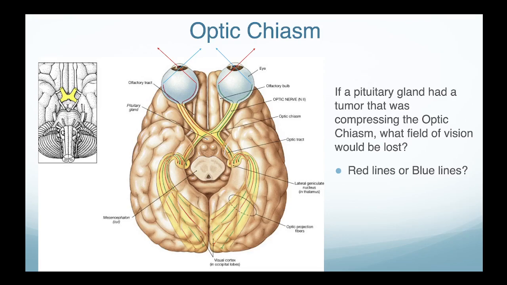So if you follow the lines down, try to think of what areas are going to be mostly affected if you had a pituitary gland tumor. So it's going to be your lateral peripheral view. Those are the regions that are coming in from your temporal regions, right?